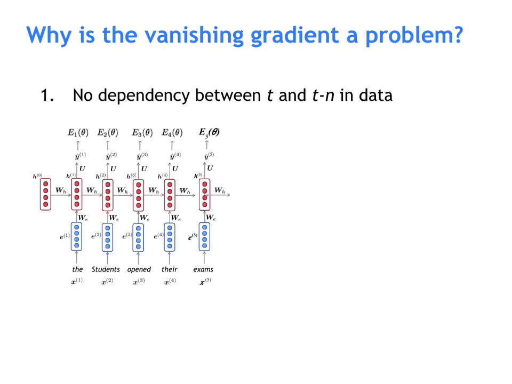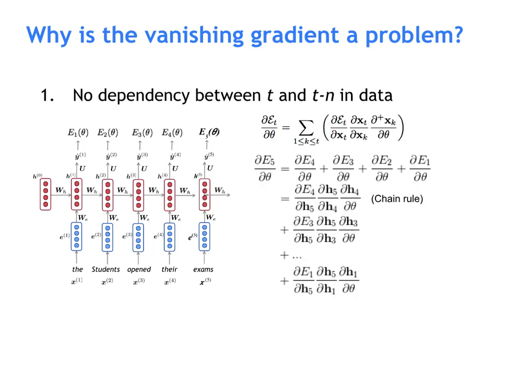I'll illustrate more on this. This is the diagram we saw just now. Imagine we are at our fifth time step, and we want to predict what word to churn out. We calculate E5, the error for the fifth time step, and then propagate backwards to update our W. This is the formula for the gradient, dE over d theta. This theta is the parameter, so it stands for W_h, W_e, and also the bias.